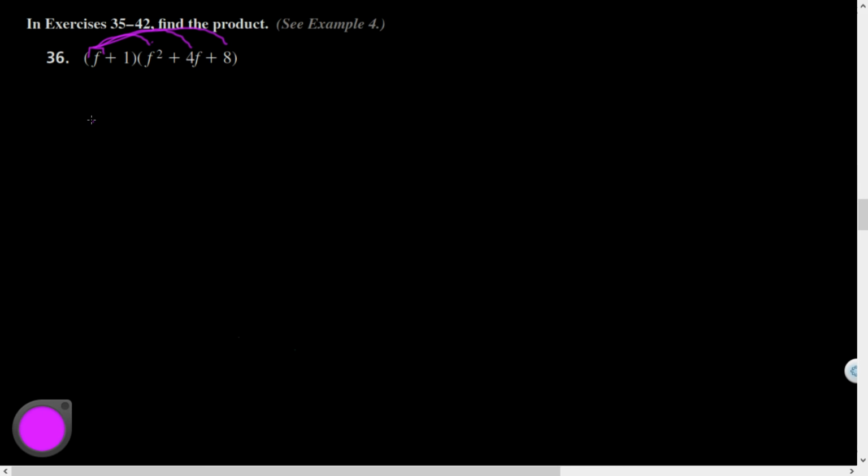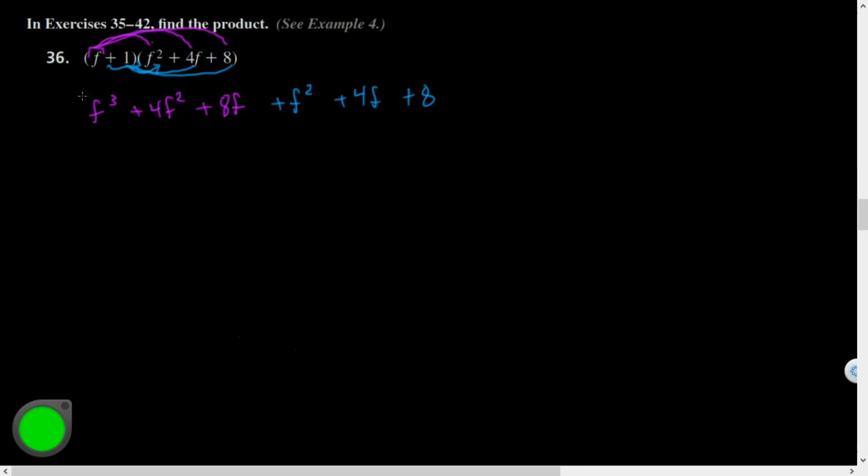So f times f squared is f cubed. f times 4f is 4f squared. And f times 8 is 8f. But I've also got to distribute that plus 1. I'll do that on the downside, the down low. 1 times f squared is plus f squared. 1 times 4f is plus 4f. And 1 times 8 is plus 8.